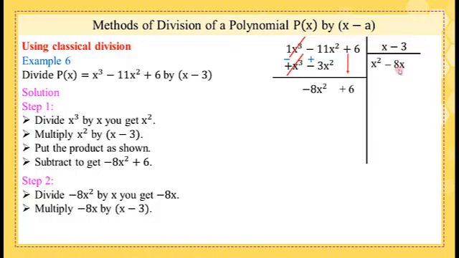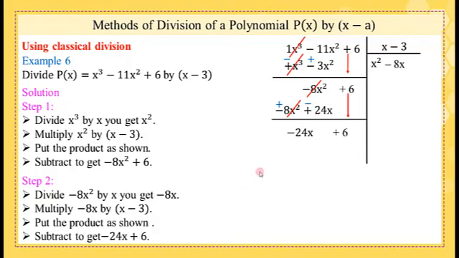Then multiply minus 8x by x minus 3 and put the product as shown. Minus 8x times x equal minus 8x squared. Minus 8x times minus 3 equal plus 24x. Then subtract minus 8x squared plus 8x squared equals 0. Here we have 0 minus 24x equal minus 24x plus 6.